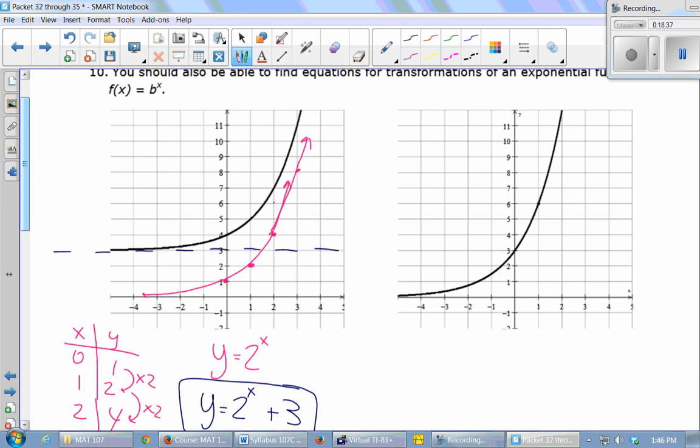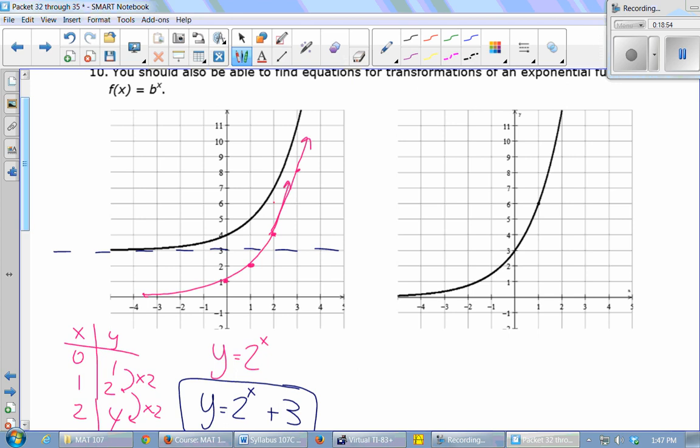For any b to the x, no matter what the base, there's always a horizontal asymptote at 0. So it is easy to identify vertical shifts. If the asymptote has moved, you've got a vertical shift. Horizontal shifts are more difficult.